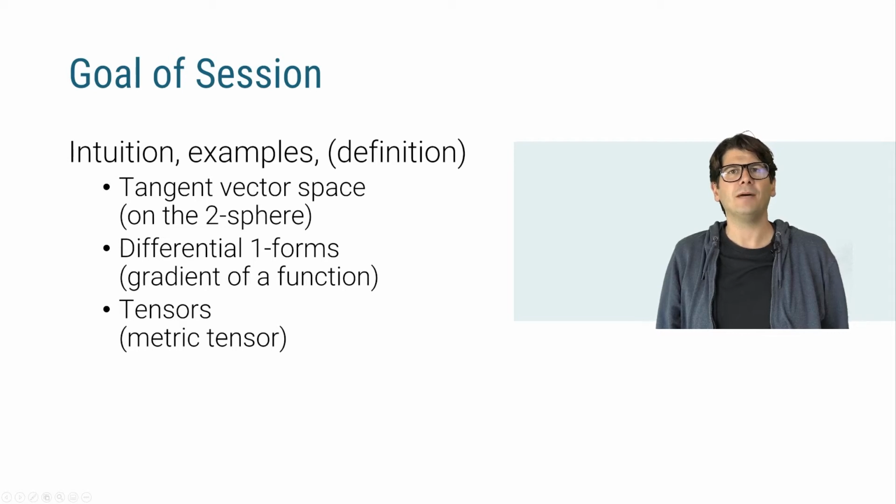First, we will look at the example of the tangent spaces on the two-sphere. We will then try to paint an intuitive picture for differential one-forms. Once we have an intuition for one-forms, we will look at the gradient of a function, which is an example of a one-form field. Then we will use our understanding of vectors and one-forms to define tensors. And lastly, we will show the example of a specific tensor field, the metric tensor, which is the defining structure of Riemannian manifolds. So let's start with a short recap of tangent vector spaces and the specific example of the two-sphere.